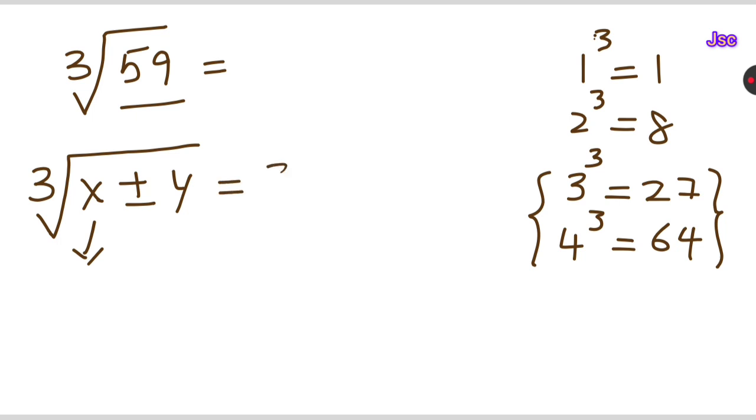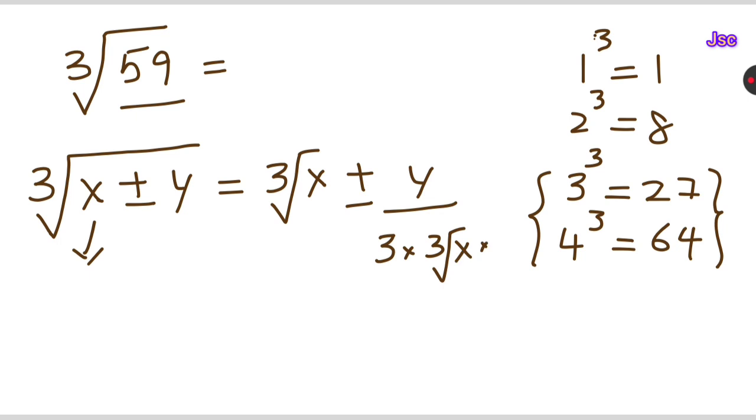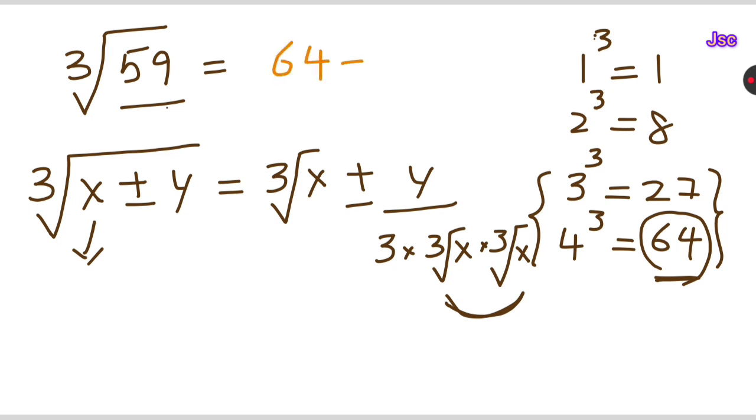Then this formula is cube root of x, either we do plus or minus y divided by, since we are doing cube root, just multiply by 3 times cube root of x times cube root of x. That means we are doing it 2 times here. Now see this 59, it is very near to 64. That's why I am writing it in terms of 64. So this 59 we can write as 64 minus 5. 64 minus 5, which is 59. So this is our x and this is our y.